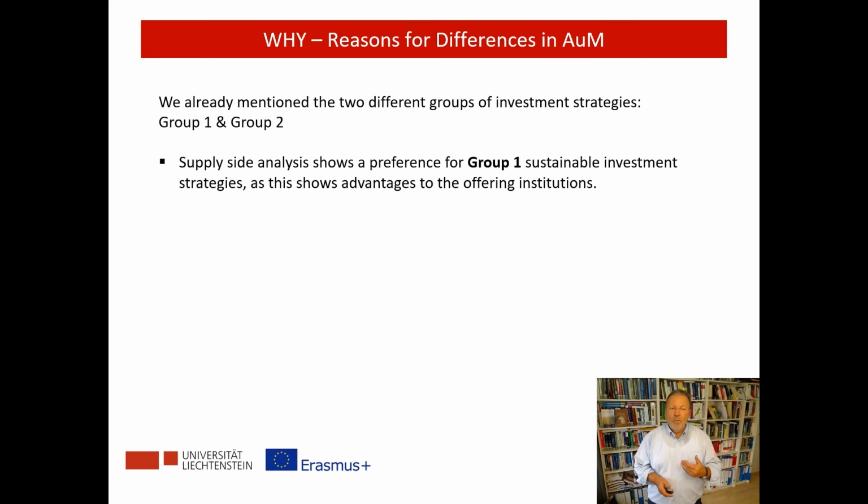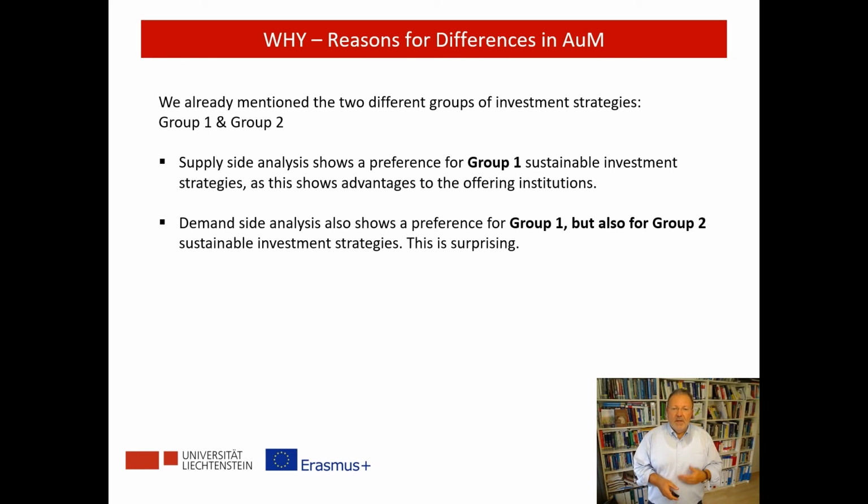We go to why, the reasons for the differences in assets under management. We already mentioned the two different groups of investment strategies, Group 1 versus Group 2. Supply side analysis shows a preference for Group 1 sustainable investment strategies, as this shows advantages to the offering institutions, measured according to their goals. And demand side analysis also shows a preference for Group 1 but also a little bit for Group 2 sustainable investment strategies.